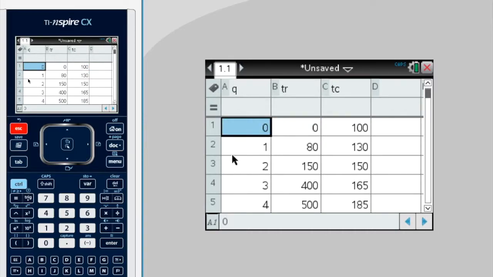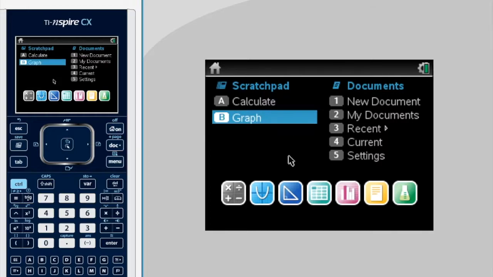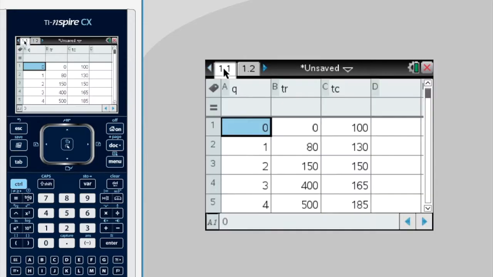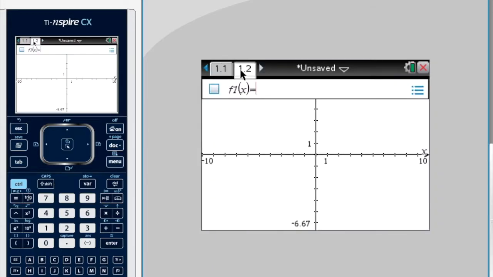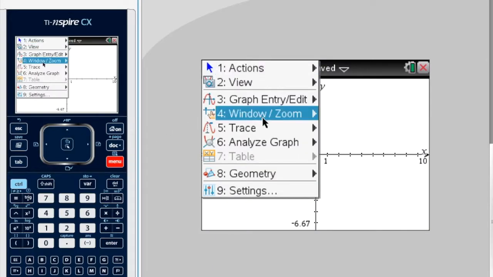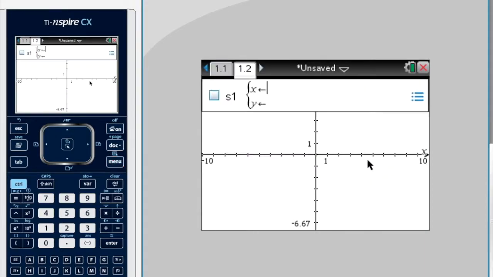So what I do is I open a new page in the same document, a graphs page. So I've opened a new page in the same document. Okay, so I've got 1.1 here with my data, 1.2 is my graphing. So I go Menu, Graph Entry, Scatter Plot.